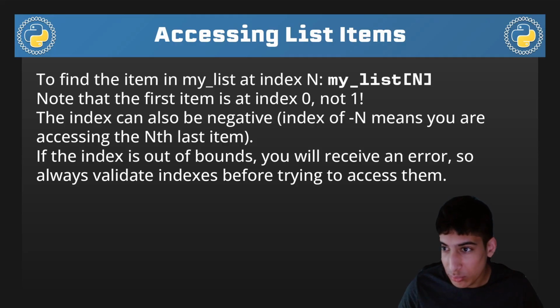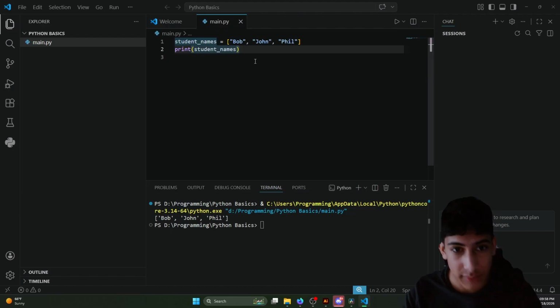And the index can also be negative, so an index of negative n means you're accessing the nth last item. So for example, if the index was -1, then that means I'd be picking the last item in the list, the item at the very end or the very right. And if the index is out of bounds, then an error will pop up in the console. So make sure that before you access a specific item in the list, you make sure the index is not out of bounds. So let's go back to the student names example.